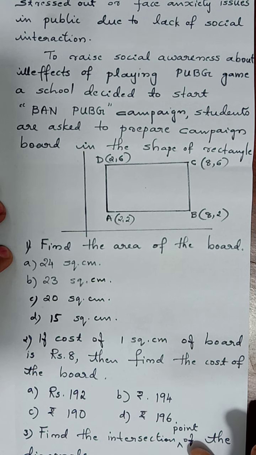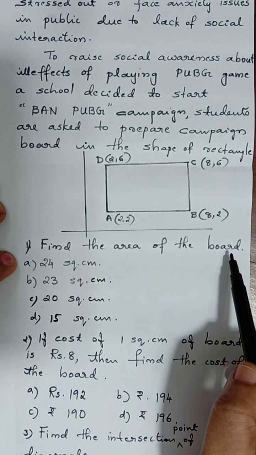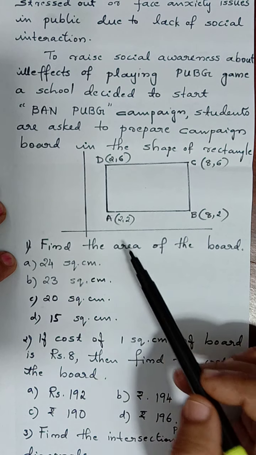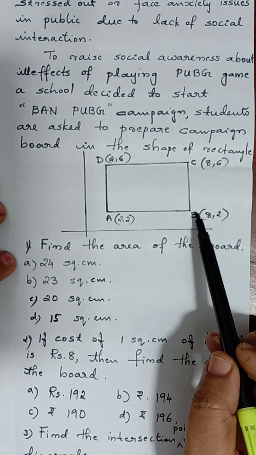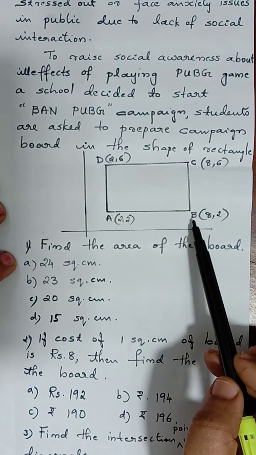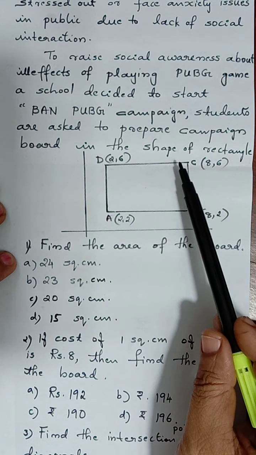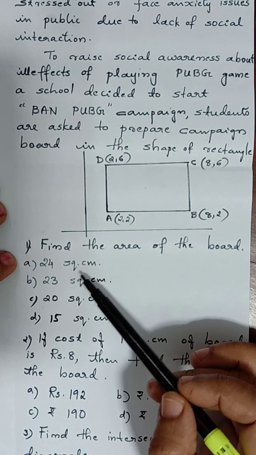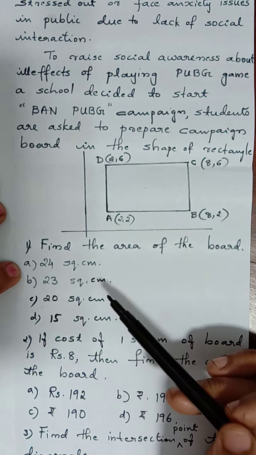Question number 1, we have to find the area of the board. So find out length and breadth. Area of the rectangle is length into breadth. So we are going to find out any one of the lengths. Which one you like? You can find out AB or DC. That is the length. Into breadth can be AD or BC. As you like, you can find out, multiply. So we will be getting it in square units, square centimeter, as it is the area.